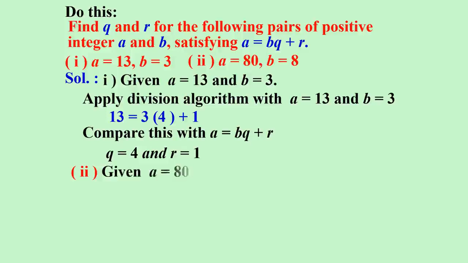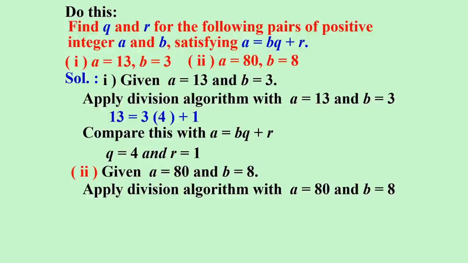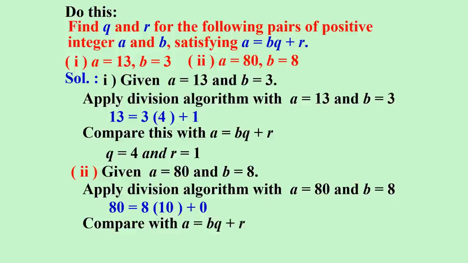For problem number 2, given a is equal to 80 and b is equal to 8, apply the division algorithm with a is equal to 80 and b is equal to 8. Divide 80 by 8, we get 80 is equal to 8 times 10 plus 0. We compare this with a is equal to bq plus r, then we get q is equal to 10 and r is equal to 0. Hence the problem is solved.